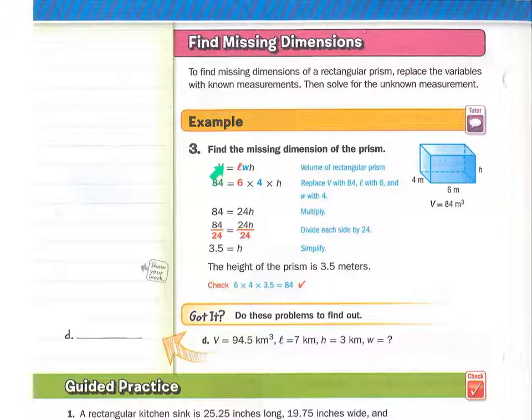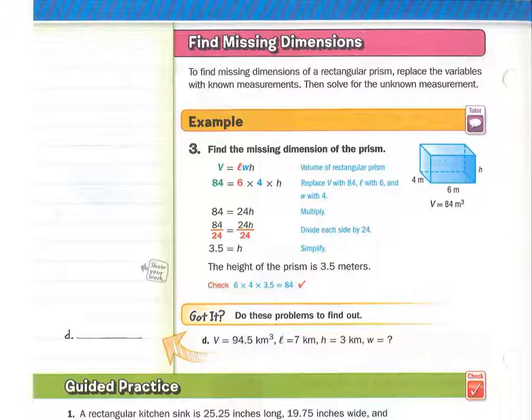Remember our formula, volume equals length times width times height. They will always give you three of the four variables in the equation, and you have to solve for the one that is missing. So in this case, you know that the volume of this prism is 84 meters cubed. It has a base length of 4 and a base length of 6, and we do not know the height.